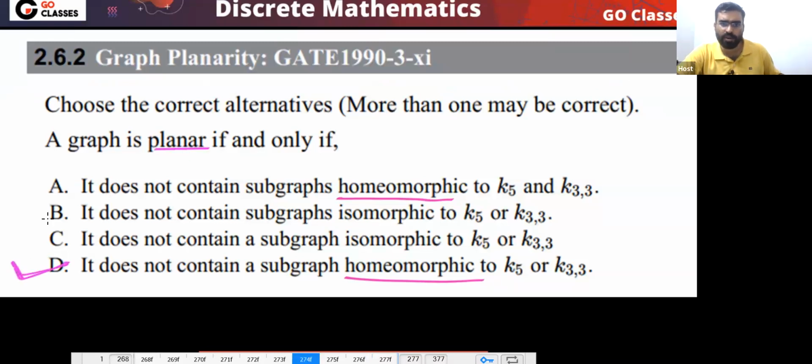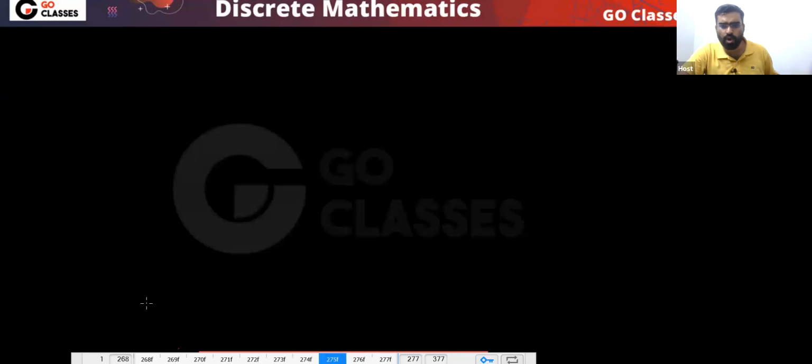A graph is planar if and only if there is no subgraph homeomorphic to this or this. But this statement is not correct. This is the reason. Okay, anyway, this was an optional topic. This homeomorphic and subdivision is optional.